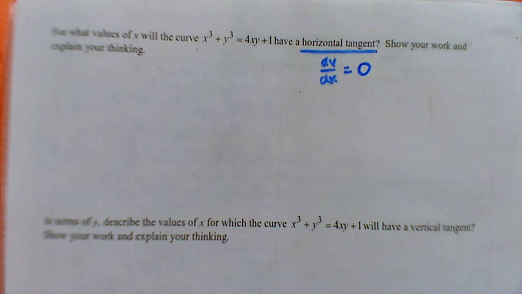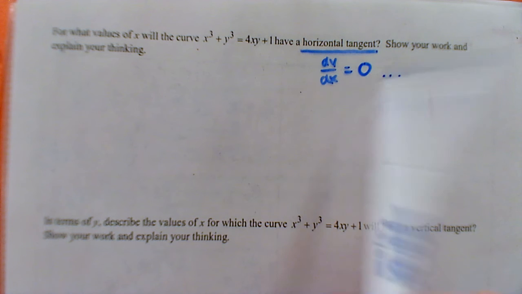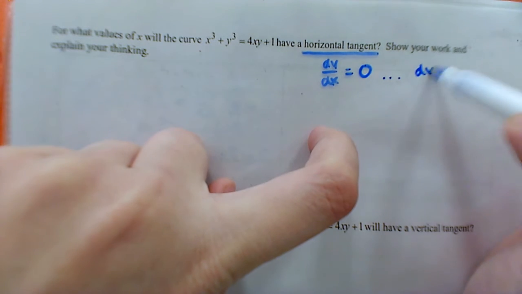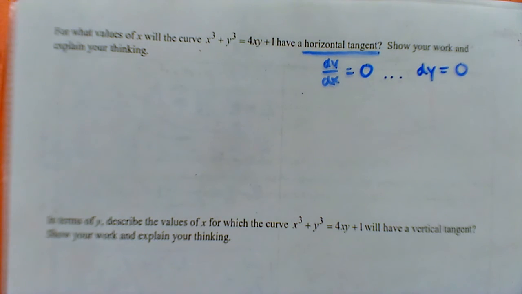Okay, so let's think about this. Dy over dx is a fraction, right? And we want a fraction to equal zero. What part of that fraction is zero? The top, okay? So if we want the derivative to be zero, we specifically want the top, or the dy, the change in y values, to be zero. Okay, little note there that might be worth writing. Show your work and explain your thinking, whatever you want to do.